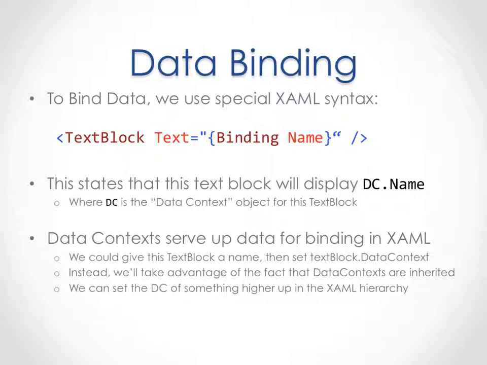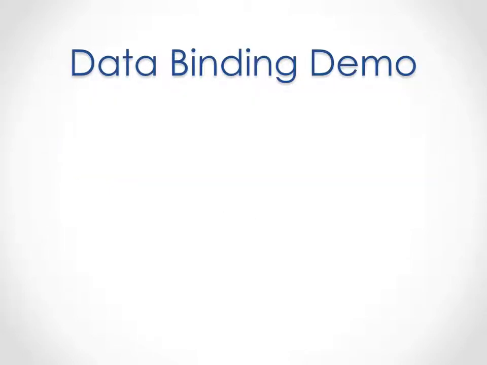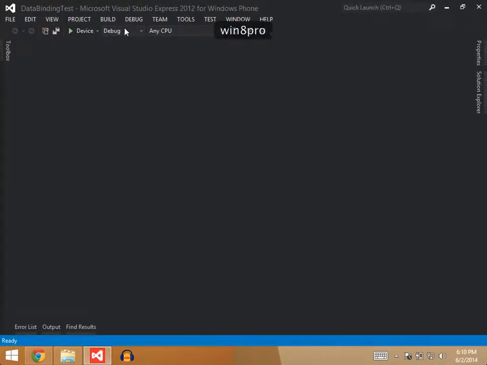So let's go ahead and see what it looks like on the code side. Let's say we have a class called testBinding, and it's got a name and an address that are strings. And we set that as the data context of the content panel. So here we have contentPanel.dataContext equals TB, where TB is this testBinding object. Then that would give us the demo that we are about to experience.